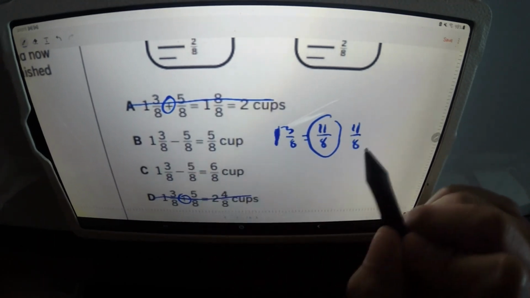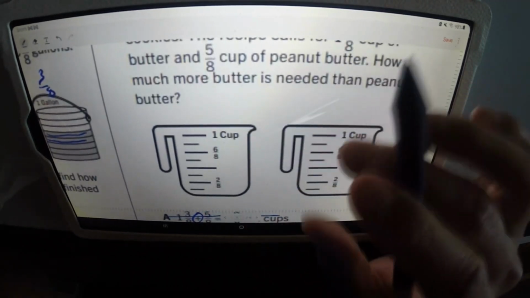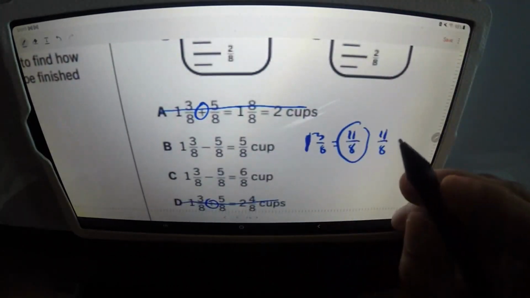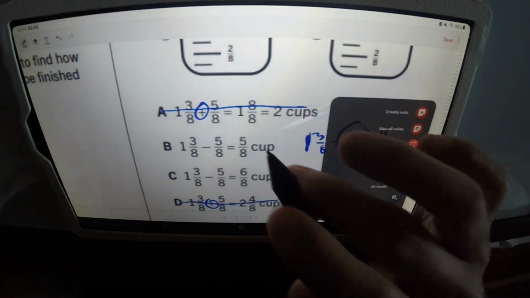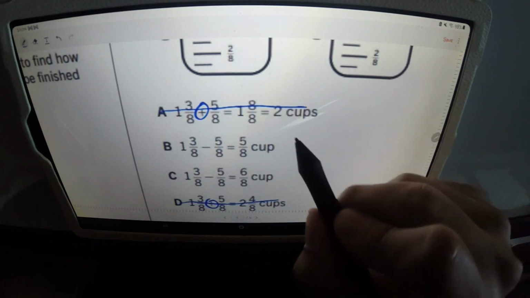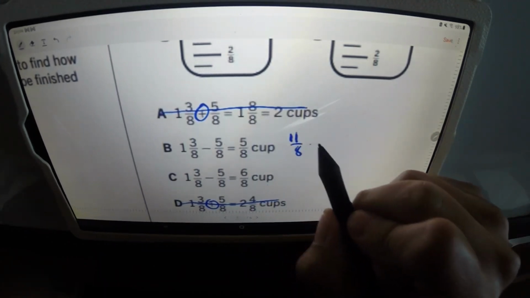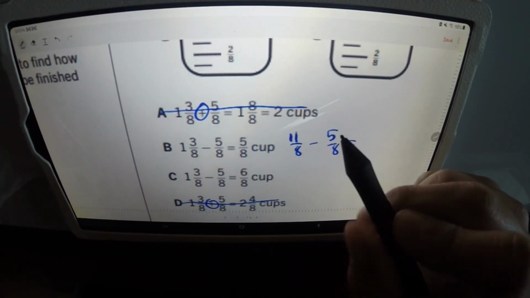minus 5/8, which is the other number they gave us right there, 5/8. So we're going to subtract that. How do we do this a little easier way? So the number is 11/8. 11/8 minus 5/8 equals something.